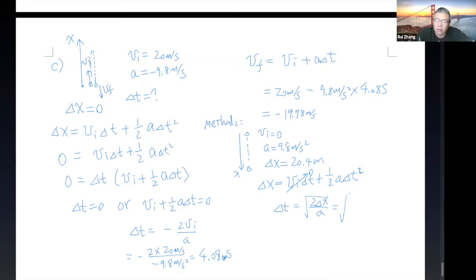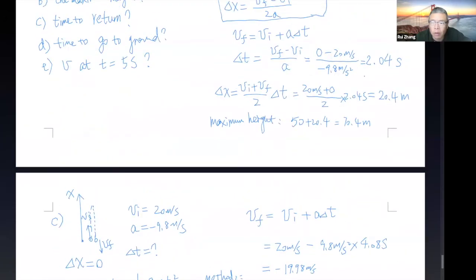So plugging in numbers, you have 2 times 20.4 meter divided by A, which is 9.8 meter per second squared. Okay. Now, if you plug in numbers, you have 40.8 divided by 9.8, okay? So you got 4.16. Well, is this right? No, there's something wrong here. Hold on. Delta X is 20.4, okay.